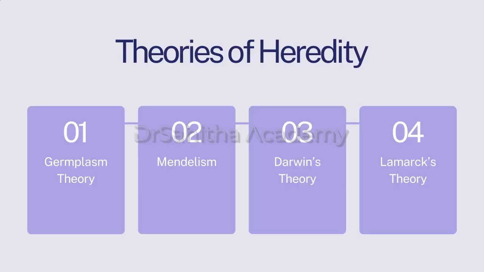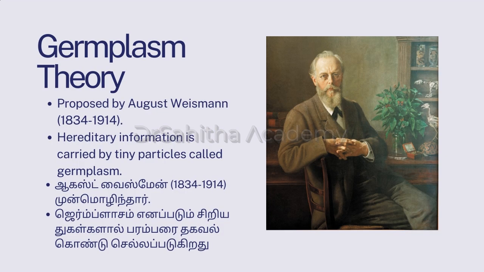Now let's see the theories of heredity. In this video, we will be discussing 4 theories: Germplasm Theory, Mendelism, Darwin's theory, and Lamarck's theory. Germplasm Theory. August Weismann was a pioneering German biologist who introduced the germplasm theory in the late 19th century. He aimed to explain how inheritance works, proposing that hereditary information is passed through germ cells.